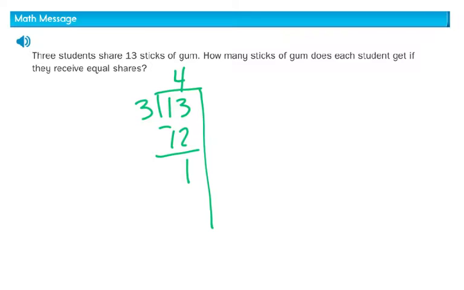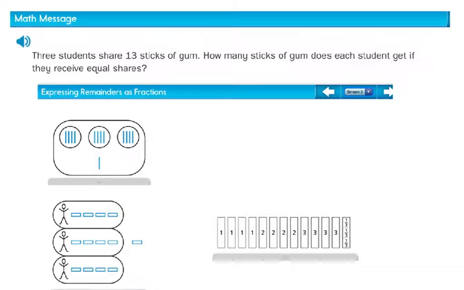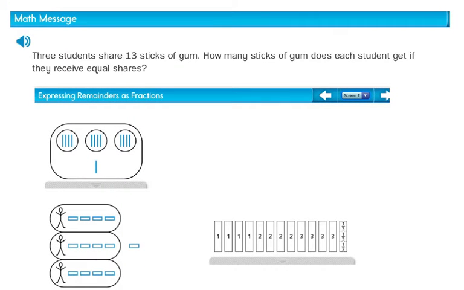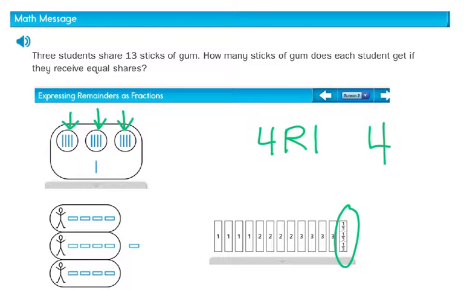You also could draw a picture and you could show different ways. Here you see they each get 4 sticks, 4 sticks, 4 sticks. We could take that extra piece of gum and divide it into thirds. Rather than writing our answer of 4, remainder 1, we could say each student receives 4 sticks and 1/3 of the last one. So sometimes we report the remainder as a fraction.